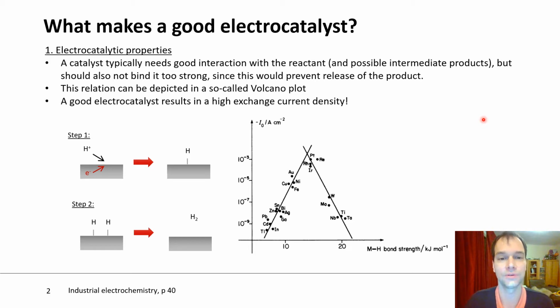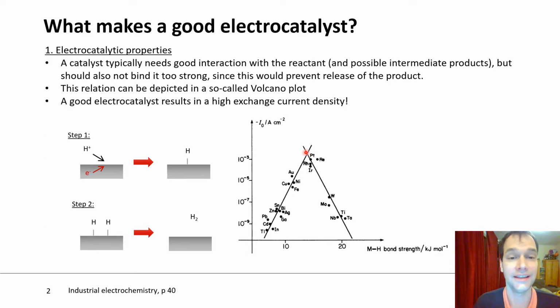We see here an interesting relation between the exchange current density and the bond strength of the metal hydrogen bond. Metals that bind the hydrogen only weakly, like cadmium again, do not result in a high exchange current density. The same applies to metals that bind the hydrogen very strongly, like titanium. You need apparently a good balance. It should not bind too weak, it shouldn't bind too strong.